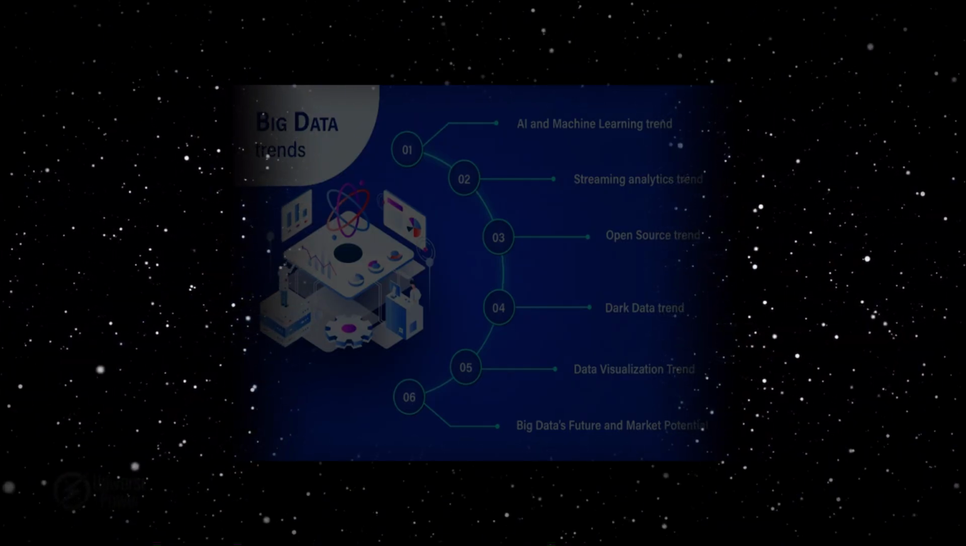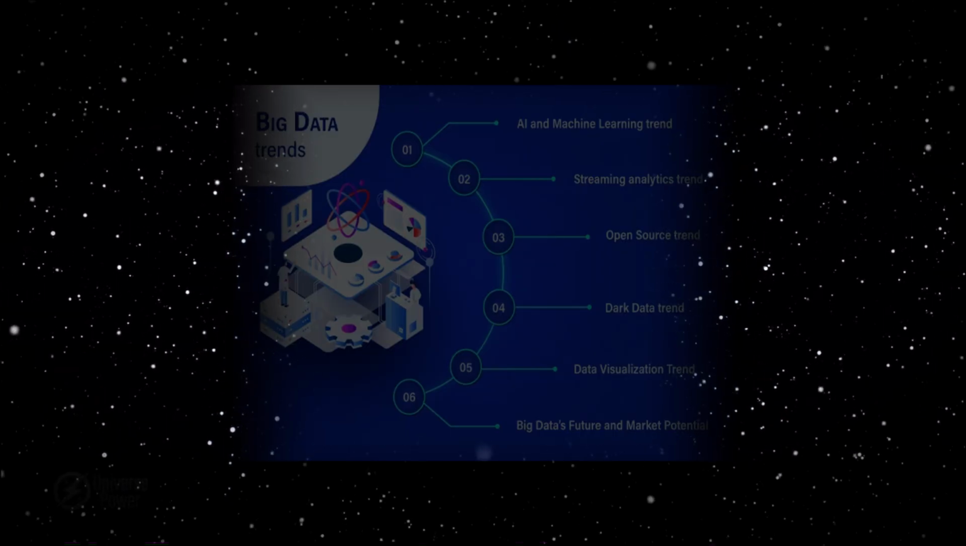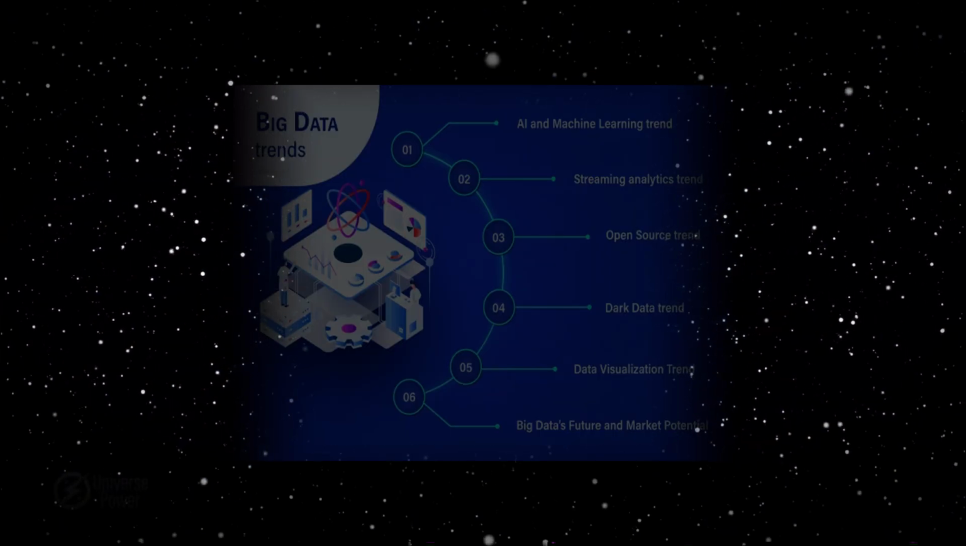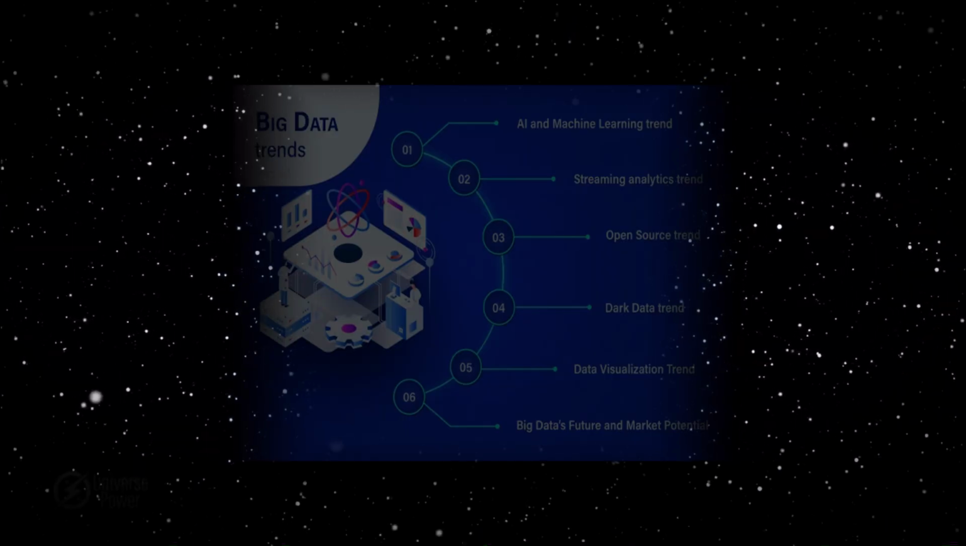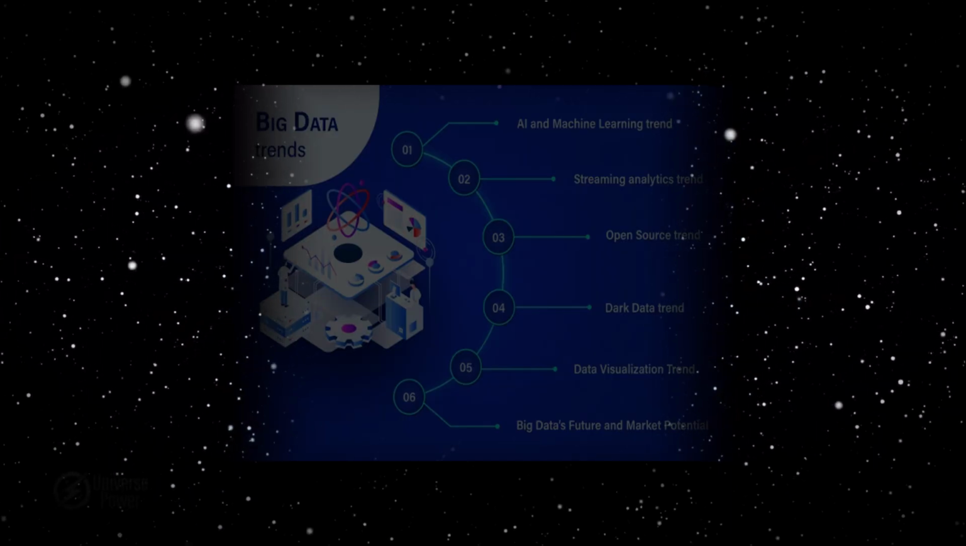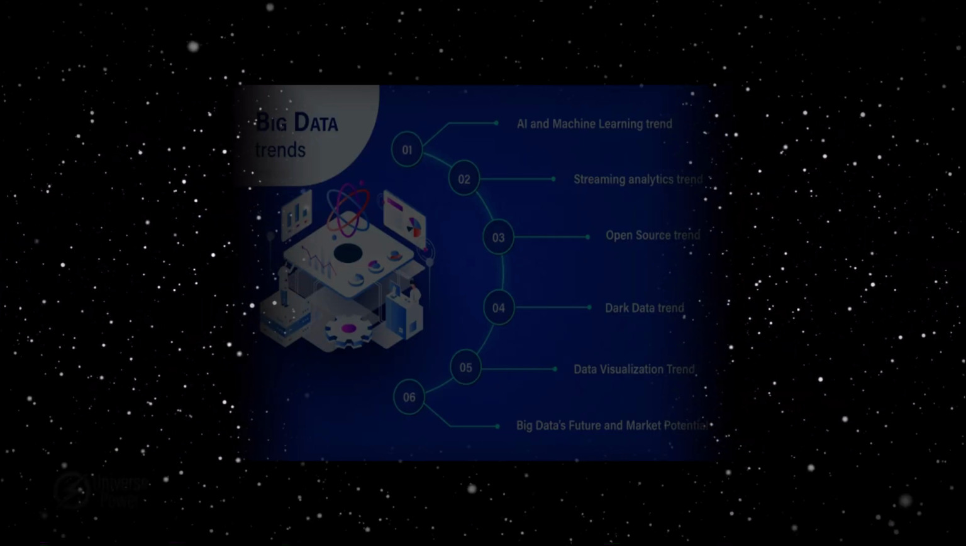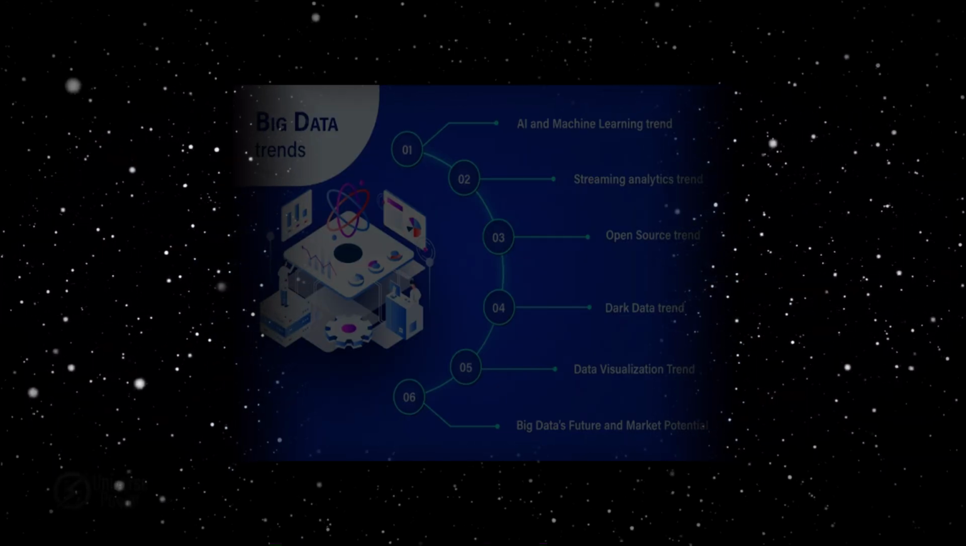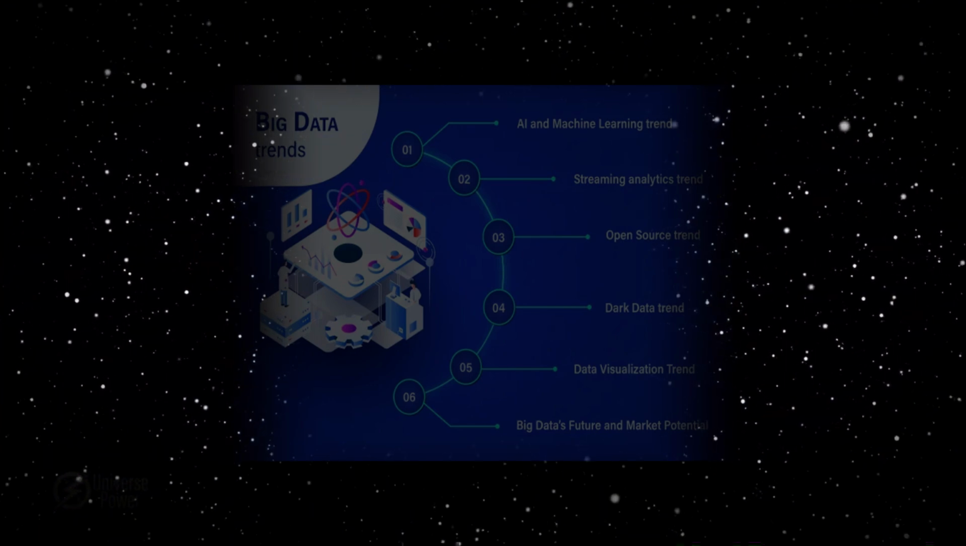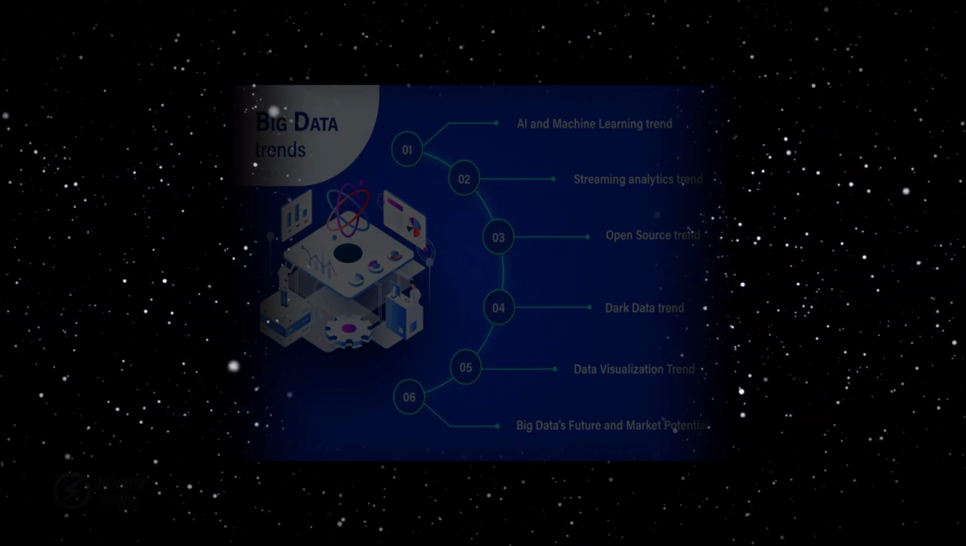New systems like Hadoop and NoSQL databases were developed to process this information. Companies realized they could analyze data to predict customer behavior, optimize logistics, and even influence elections. Big data shifted the focus from just computing power to information power.